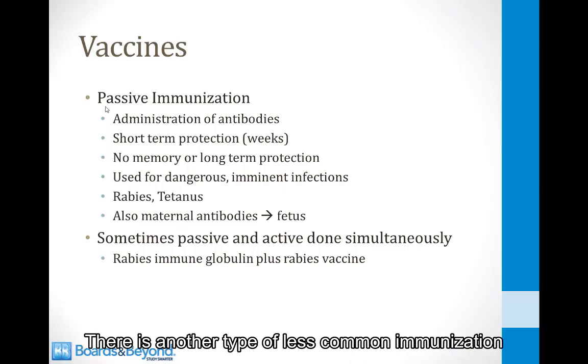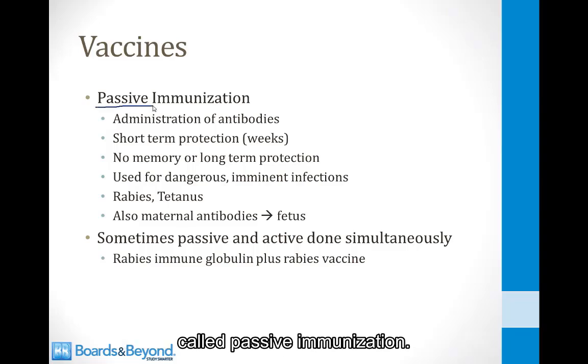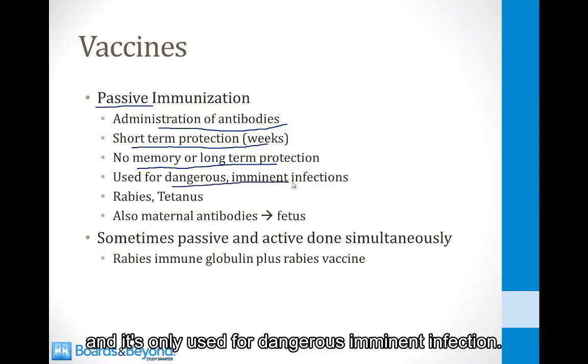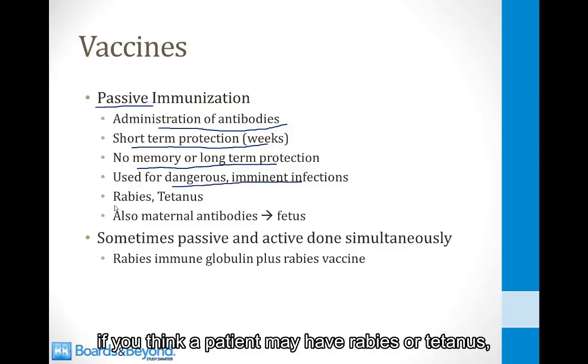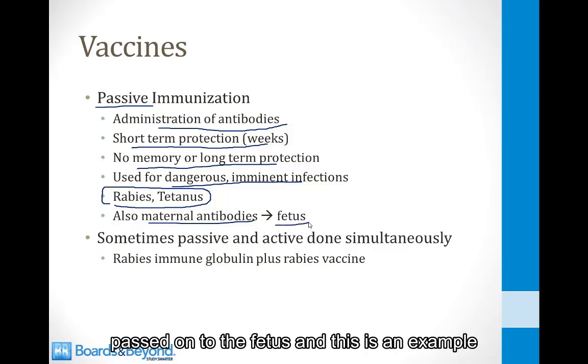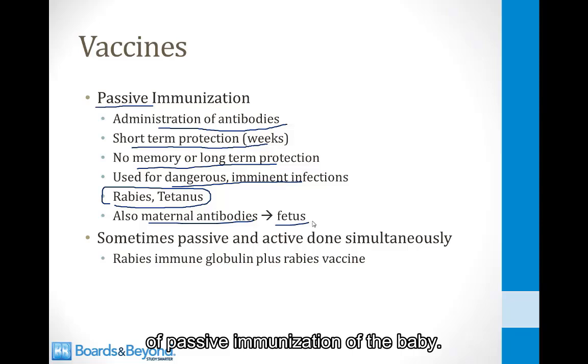There is another type of less common immunization called passive immunization. This is where you directly administer antibodies to the patient. This will provide only short-term protection for a few weeks. There's no memory or long-term protection, and it's only used for dangerous imminent infections. So for example, if you think a patient may have rabies or tetanus, these are very dangerous diseases, so you will administer antibodies against either the tetanus toxin or the rabies virus to try and neutralize things before the patient gets sick. Passive immunization is also the way that the mother helps out the fetus. There are maternal antibodies passed on to the fetus, and this is an example of passive immunization of the baby.